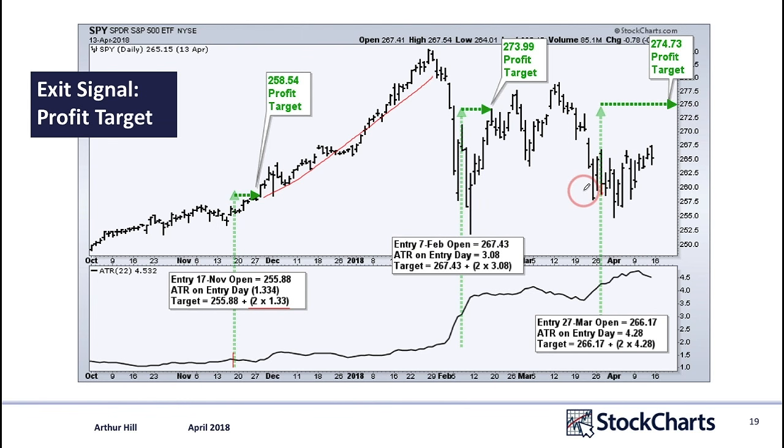So that's just an example of how to use a profit target. And you can see here the ATR went up as volatility increased. So our profit target was like $6.16 above the entry. All right, and the ATR was even higher in that late March entry. And so that pushed the profit target up because it is a multiple of the ATR.